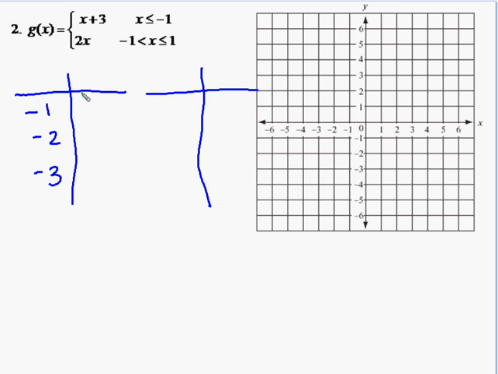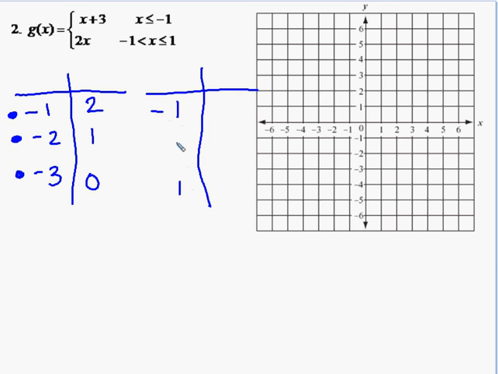So just plug these values into your function. Negative 1 plus 3 gives us 2, negative 2 plus 3 gives us 1, and negative 3 plus 3 gives us 0. Now we want all the values that are less than or equal to negative 1, so that's a closed circle, closed, and closed as well. Now on this one, we want all the values between negative 1 and positive 1.